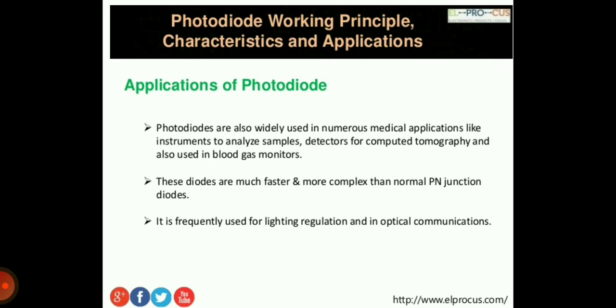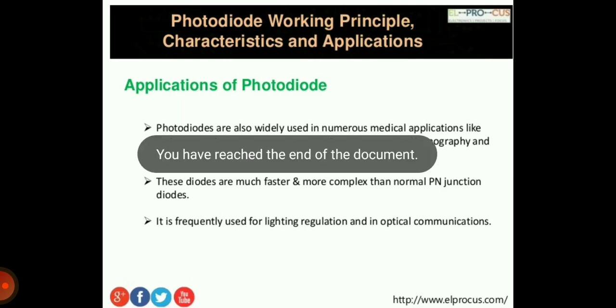Last, that is applications of photodiode. Photodiodes are widely used in numerous medical applications like instruments to analyze samples, detectors, and computerized tomography, and also in blood gas monitors. These diodes are much faster and more complex than a normal PN junction diode. It is frequently used for lighting regulation in optical communication. In a solar cell, it is used to generate electricity or to charge the battery.